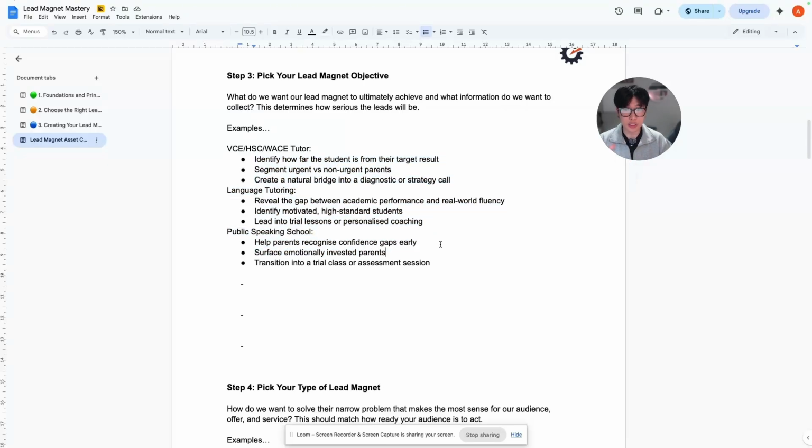As you can see from the examples, you can create a lead magnet that collects multiple. So you can get emails, you can get their time, you can get an actual booked call, or a trial lesson or a trial class. So be specific and really think about what will be suitable for your business and your offer. So take a moment now to do that one.